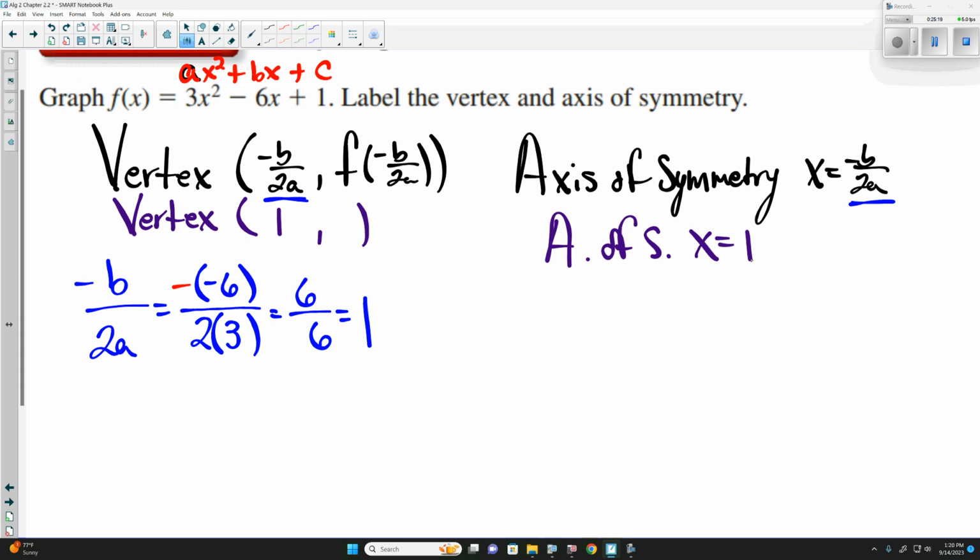Now, the next thing is figuring out what it means by f of negative b over 2a. Well, we can start off with f, but I already know what negative b over 2a is. It is 1. So we want to find out what f of 1 is. I replace x with 1, which means every x in this function has to be replaced with 1. So what we're looking at is 3 times 1 squared minus 6 times 1 plus 1.